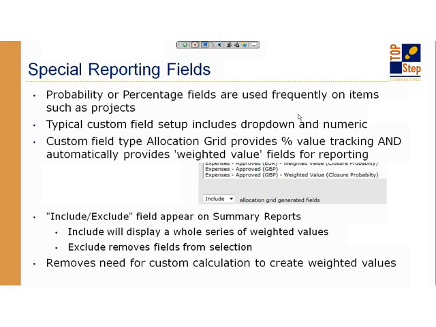One thing that I don't think enough people know about is there's actually a custom field type called Allocation Grid. If it's not turned on in your system, it's something you can have OpenAir support activate. But the benefit of using this Allocation Grid is it automatically provides you weighted values in OpenAir standard fields. So you don't have to really even create custom calculations to multiply by the percentage.